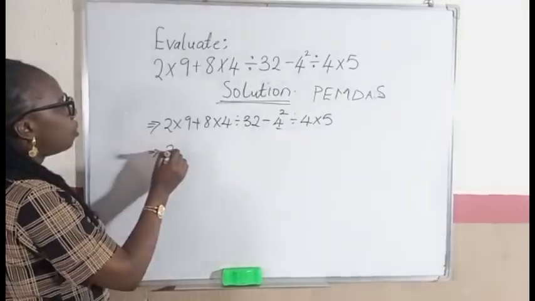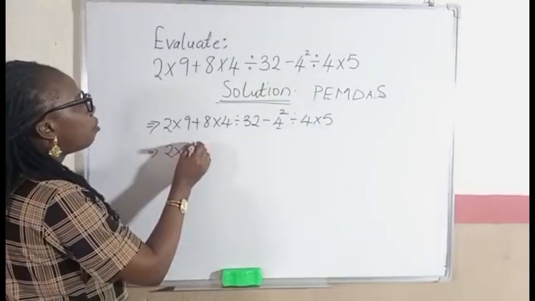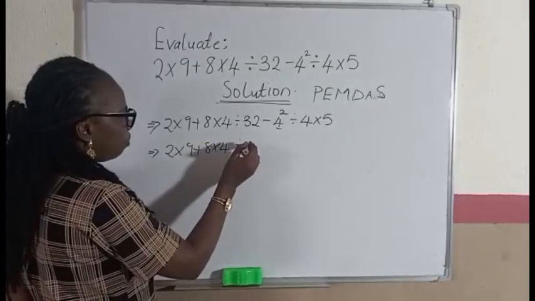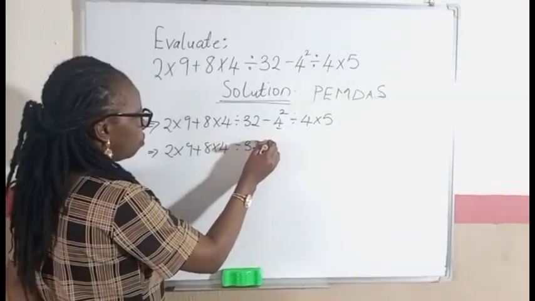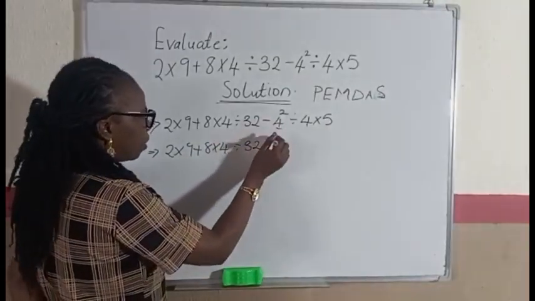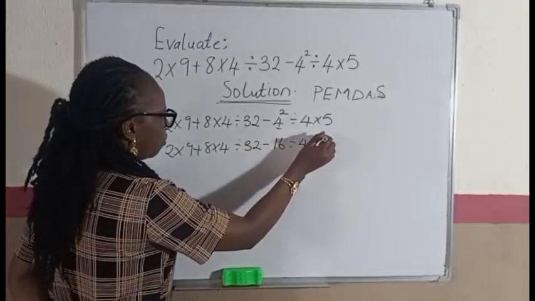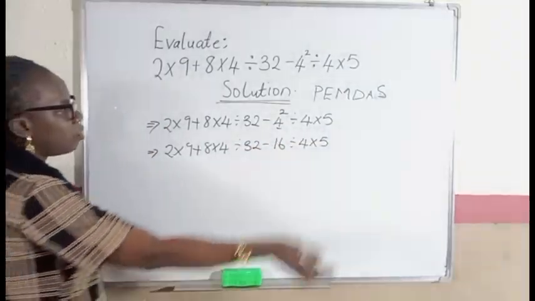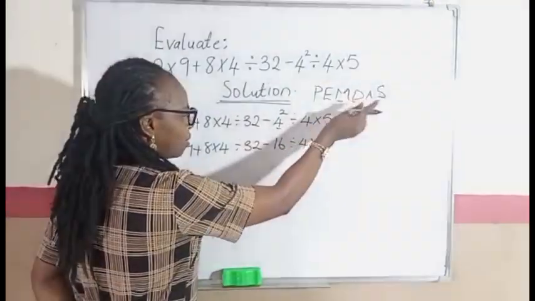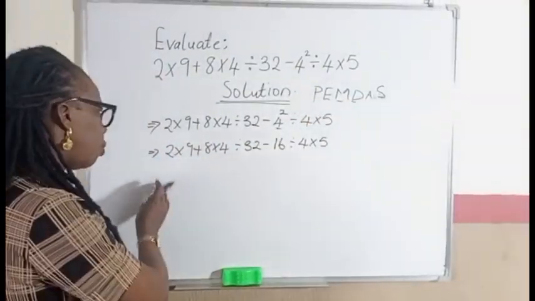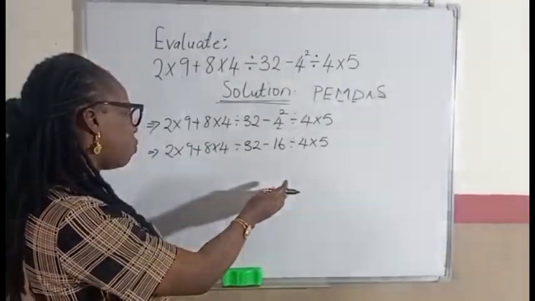So we have 2 times 9 plus 8 times 4 divided by 32 minus 16 divided by 4 times 5. The next is multiplication and division. Multiplication and division have the same priority. You move from left to right.